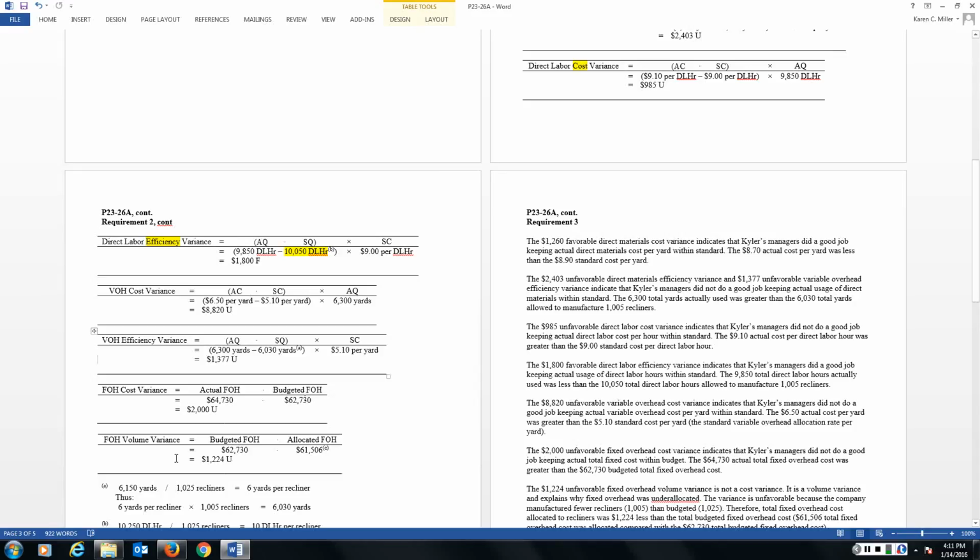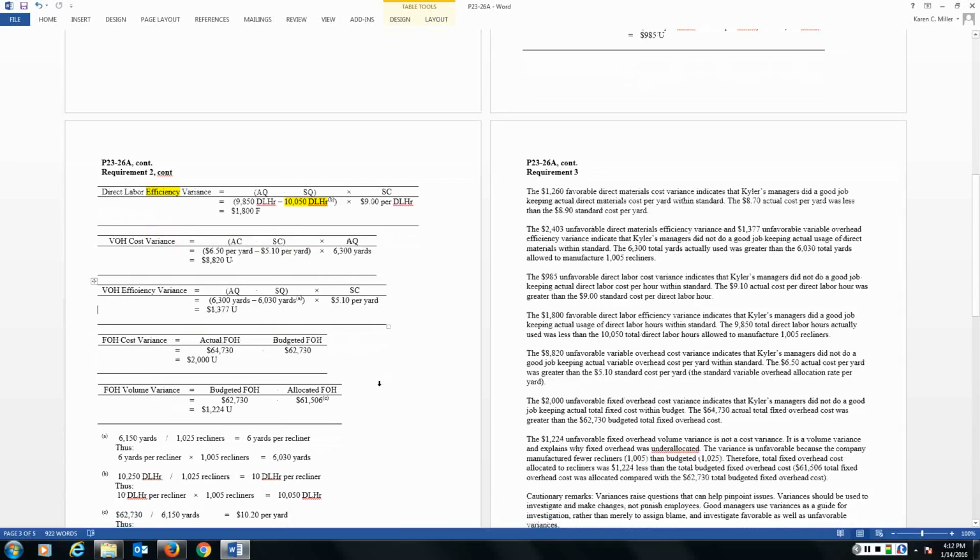And then the volume variance part of this is simply a difference in the fact that I was budgeting fixed overhead for 1,025 recliners when I only manufactured 1,005. So my overhead allocation rates would have been too low. And so I would not have been putting enough out there in the end, which would make it unfavorable. We'll have to go and add that in the future because we only produced 1,005 recliners. Volume is the only thing that impacts this.